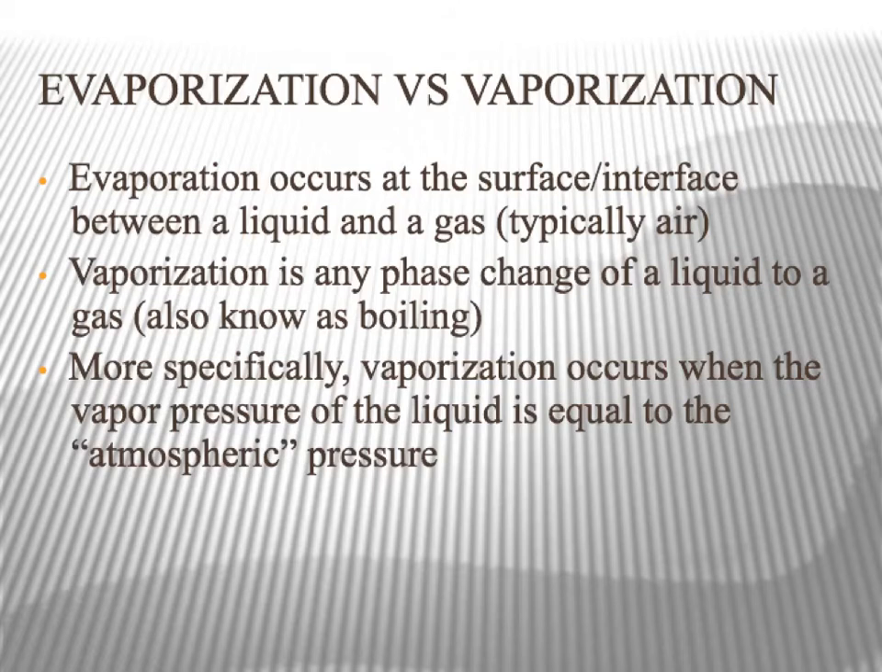So evaporation versus vaporization. Evaporation is very, very specific. It only occurs at the interface between a liquid and a gas. Typically that gas is air, but it doesn't have to be air. But I want you to realize that evaporation only occurs at the surface. Okay? Vaporization is any phase change of a liquid to a gas.